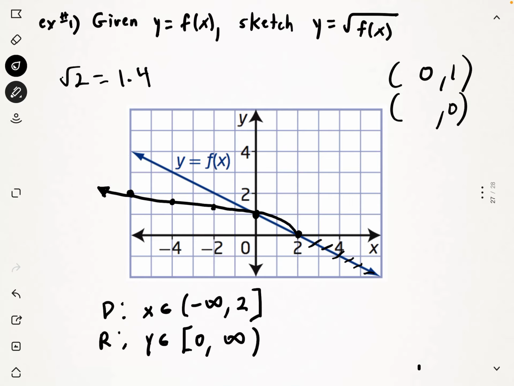So we have our domain and range, and we have our invariant points. Even if we can't get the coordinates of them, you want to at least make sure that they are labeled on your graph. And now we have our new function, the square root of this linear graph.